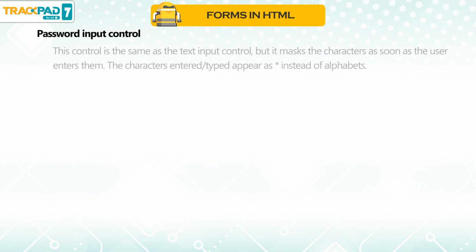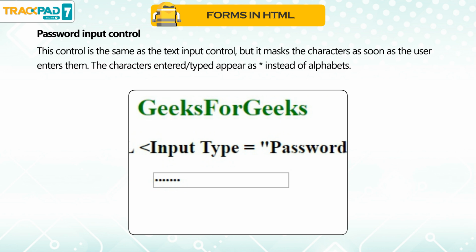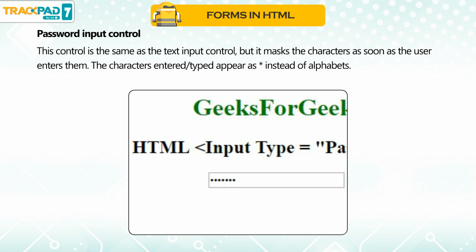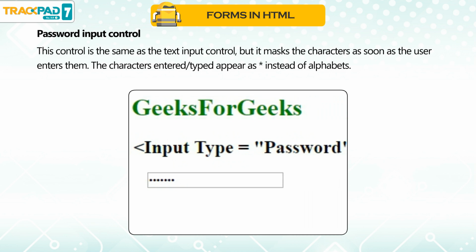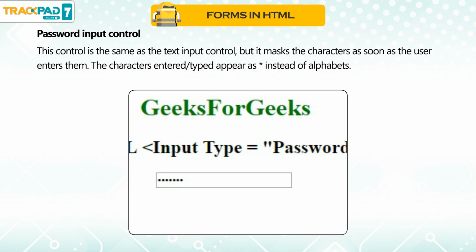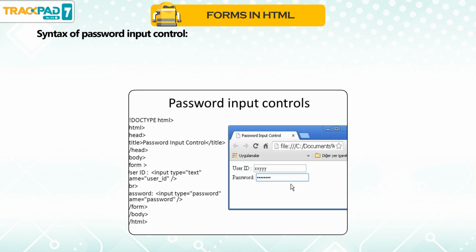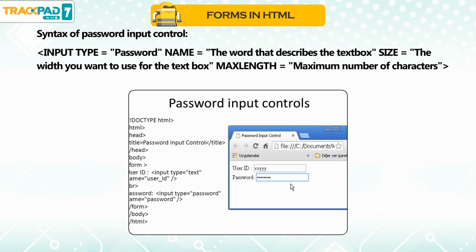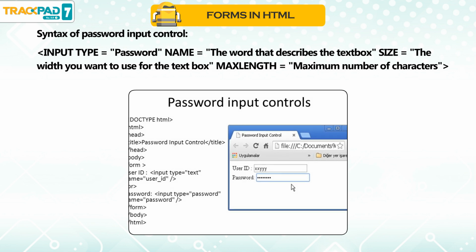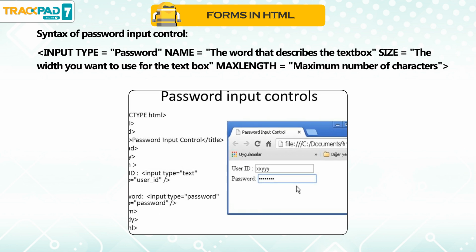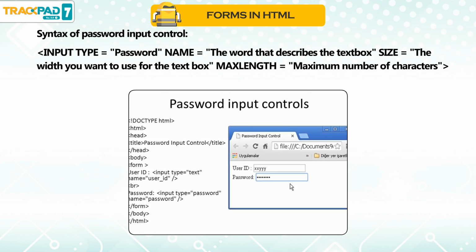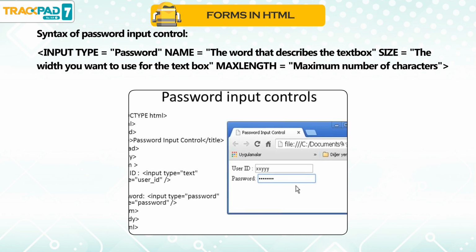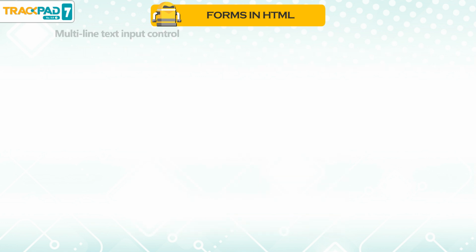Password input control. This control is the same as the text input control, but it masks the characters as soon as the user enters them. The characters entered or typed appear as asterisks instead of normal text. Syntax of password input control. Input type, double quotes, password, name equals double quotes, the word that describes the text box. Size equals double quotes, the width you want to use for the text box. Maxlength equals double quotes, maximum number of characters.